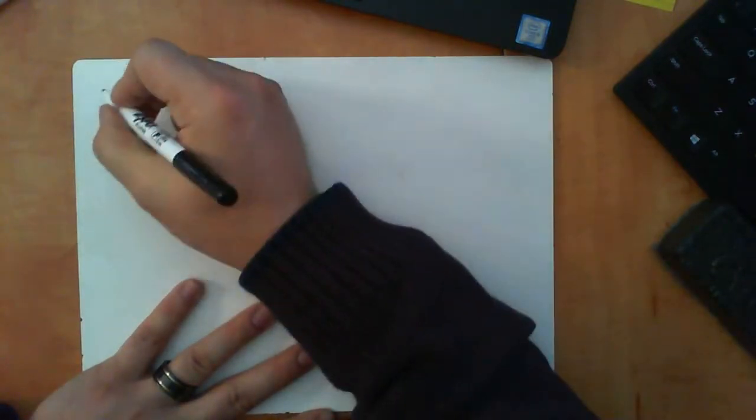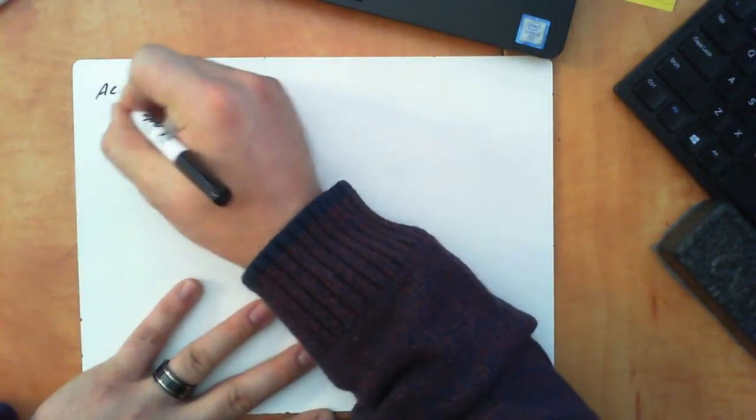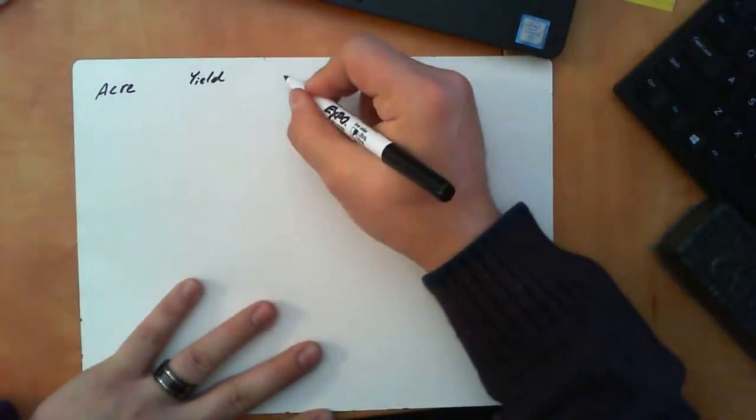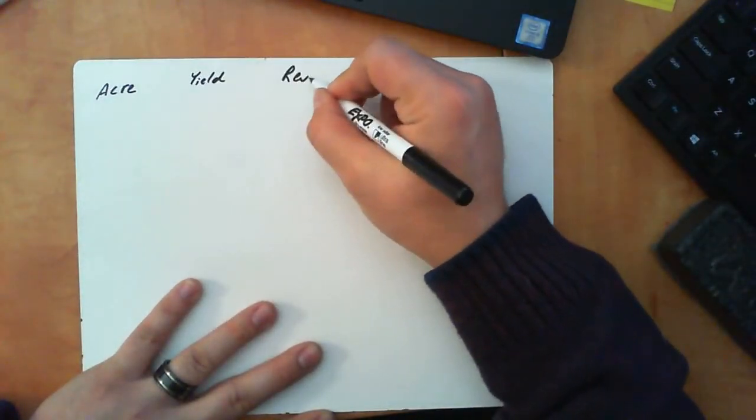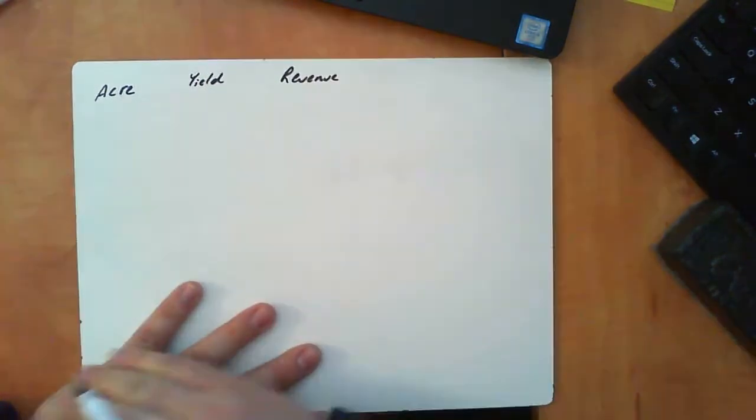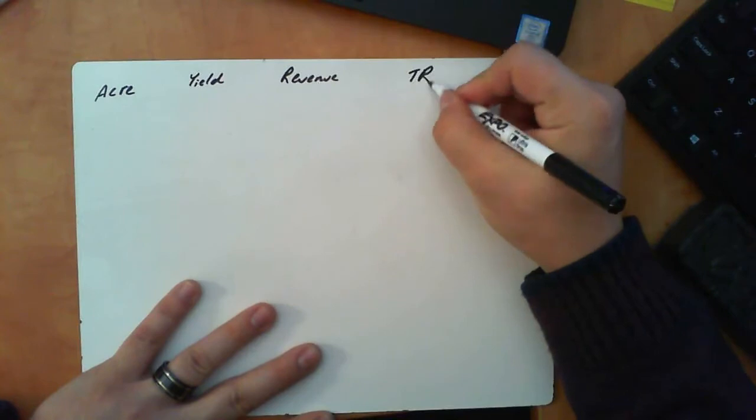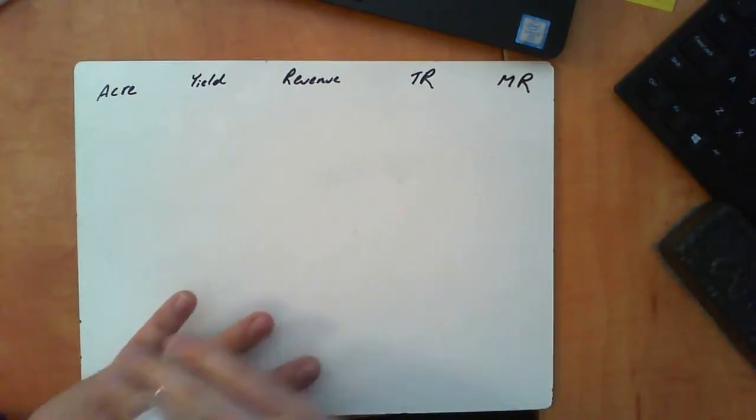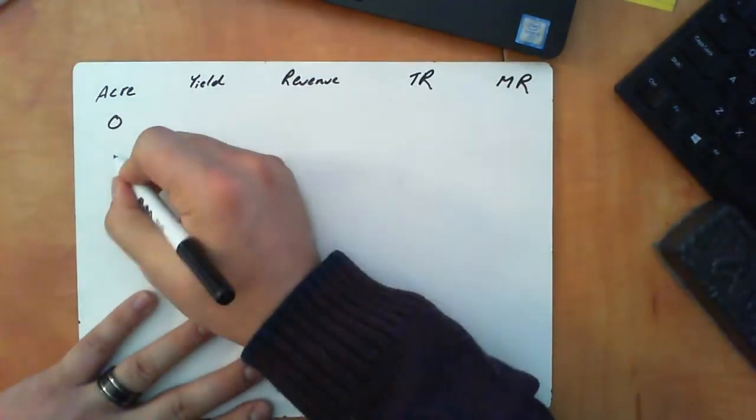Looking at the next question, we're going to talk about farming. A purely competitive wheat farmer can sell any wheat he grows for $30 per bushel. And say he has 5 acres of land. So we're going to list how many acres of land he has, the yield, or how much he can grow, and then the revenue for that acre. Then we're going to take a look at our total revenue and then our marginal revenue.